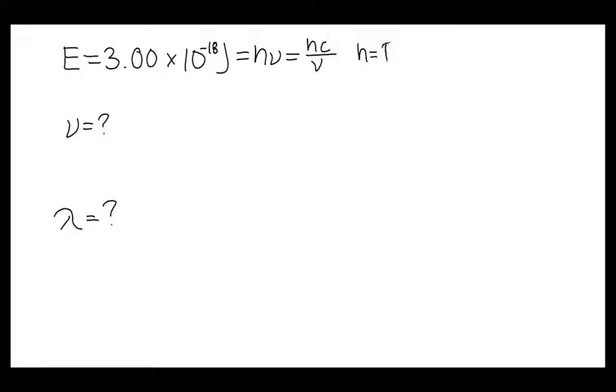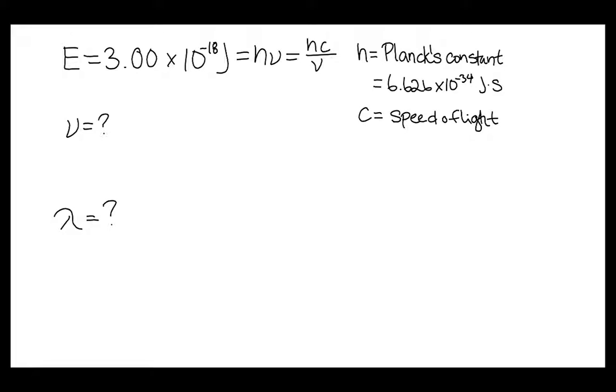And so h in this case is Planck's constant, which is 6.626 times 10 to the negative 34 joule seconds. The c in this case is the speed of light, which is approximately 3 times 10 to the 8th meters per second in a vacuum.